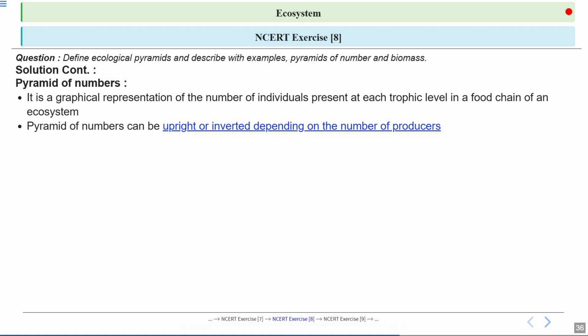And the pyramid of number can be inverted in the case of a parasitic food chain as well. Here the number of parasites is more as compared to the single tree. So there is a tree, and on this tree you can see a lot of insects. Clear? So the number of insects is more as compared to the single tree.